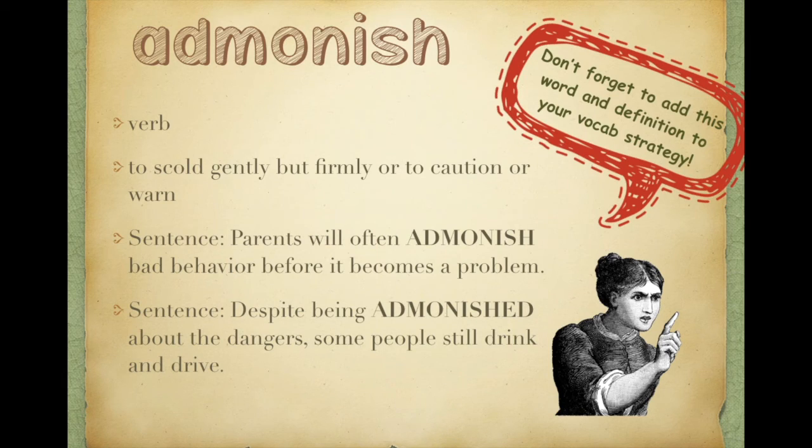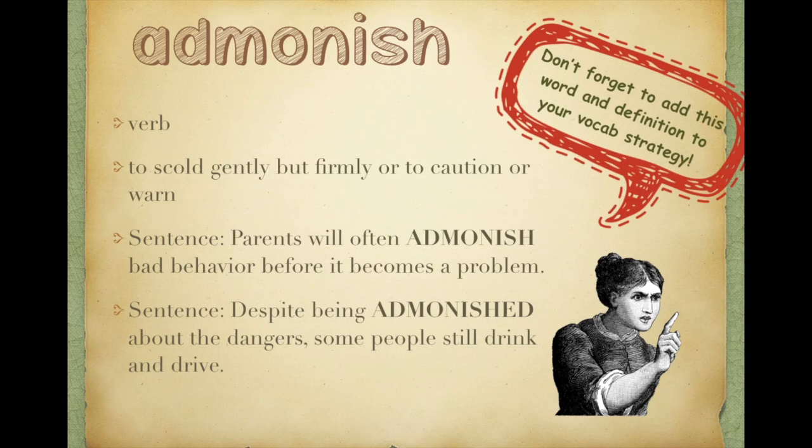The first sentence has to do with the scolding. It says parents will often admonish bad behavior before it becomes a problem. The second sentence listed goes along with that second definition, which is to caution or to warn. So despite being admonished about the dangers, some people still drink and drive. Don't forget to add this word and definition to your vocab strategy. And if you need some more examples of sentences, you can take a look on page 70 of your workbook.